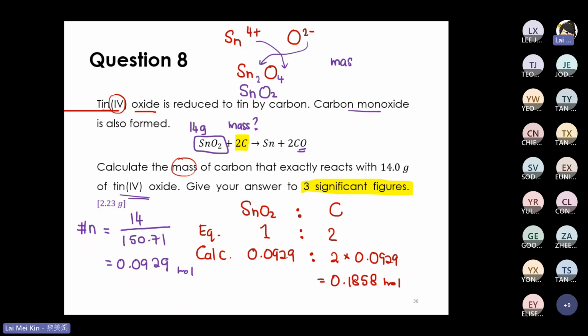So for mass, you multiply the number of mole by the molar mass of carbon. Carbon is 12.01. So what do you get? 2.23 grams. Sorry, for questions 7 and 8, I have to speed up a bit. All right. Any question?